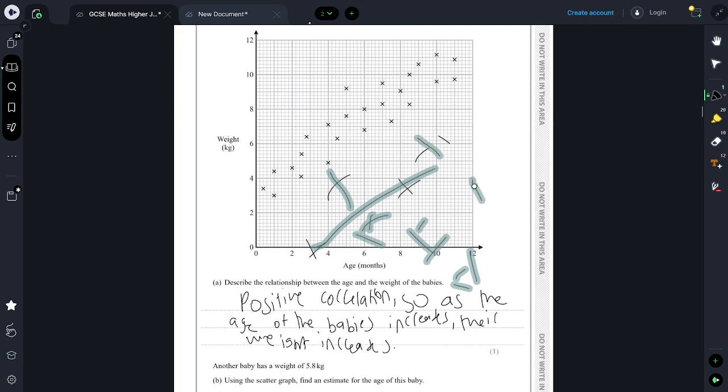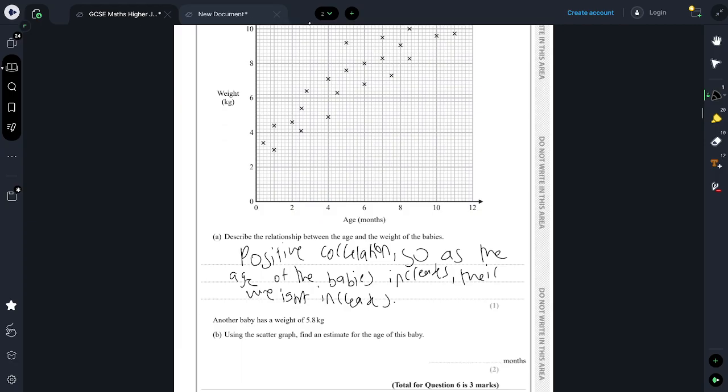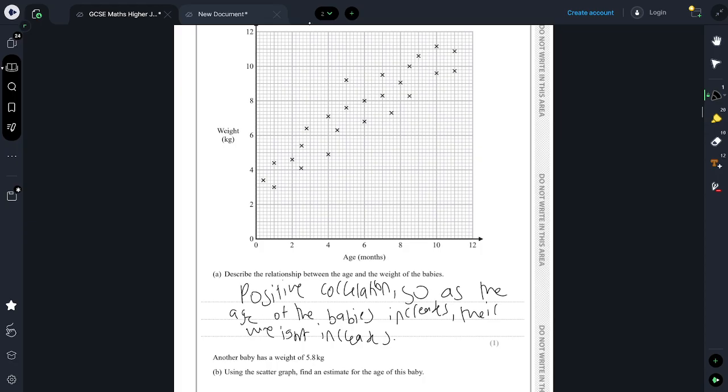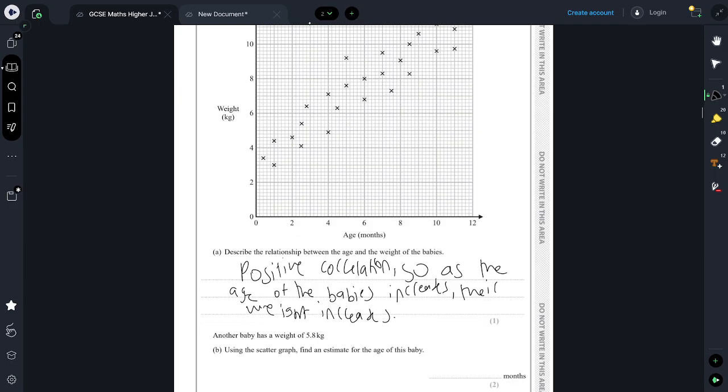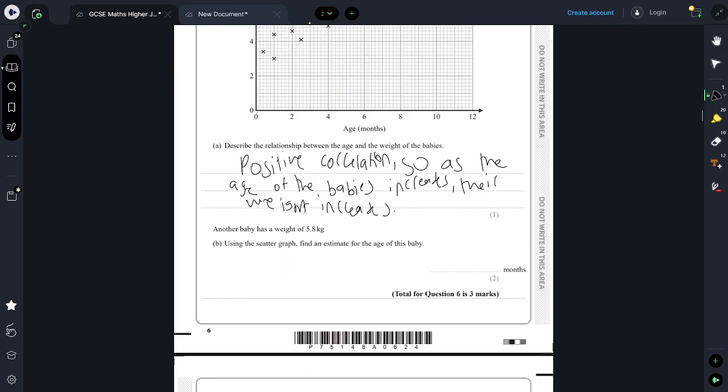But for GCSE, you just need to spot if there is a correlation, and if it's positive or negative. This one is positive. So, as I said, in context, as the age goes up, so does the weight. And if you think about it, that makes perfect sense. As a baby grows up, obviously they get bigger, so their weight's going to go up.